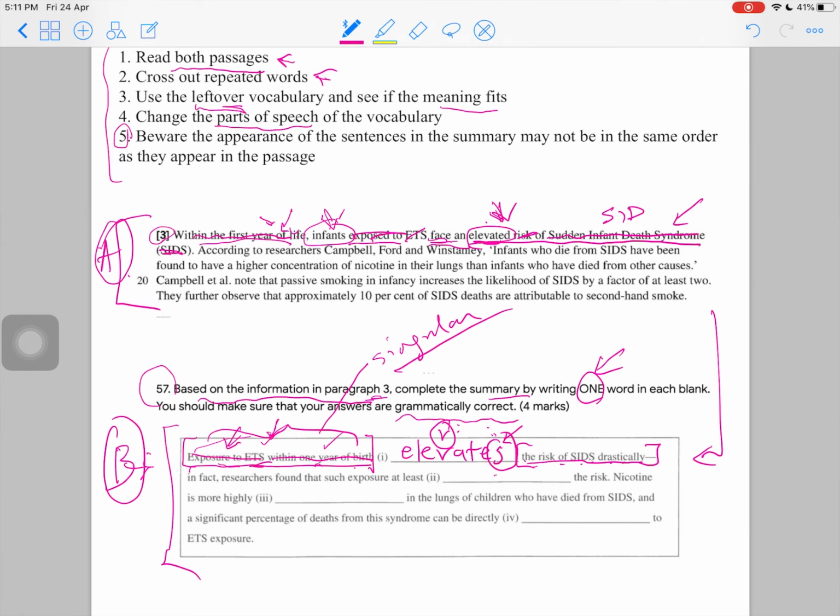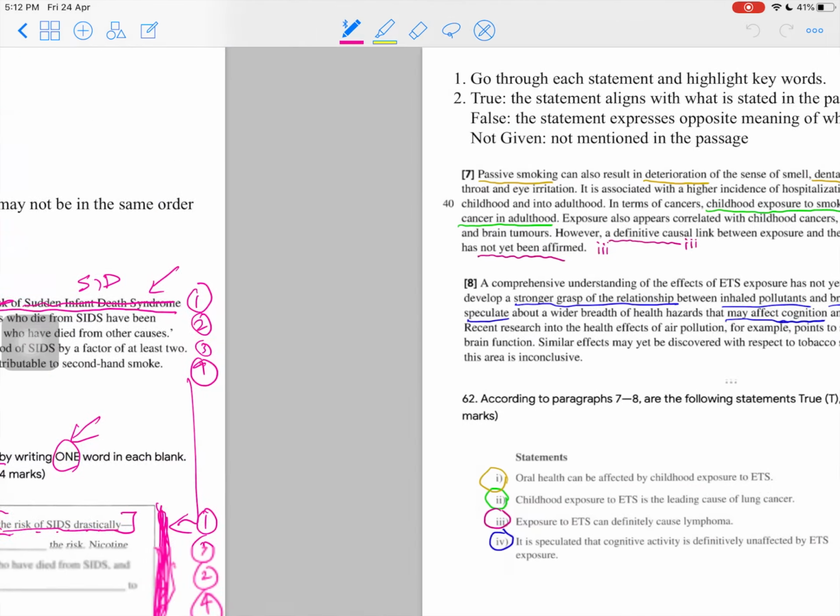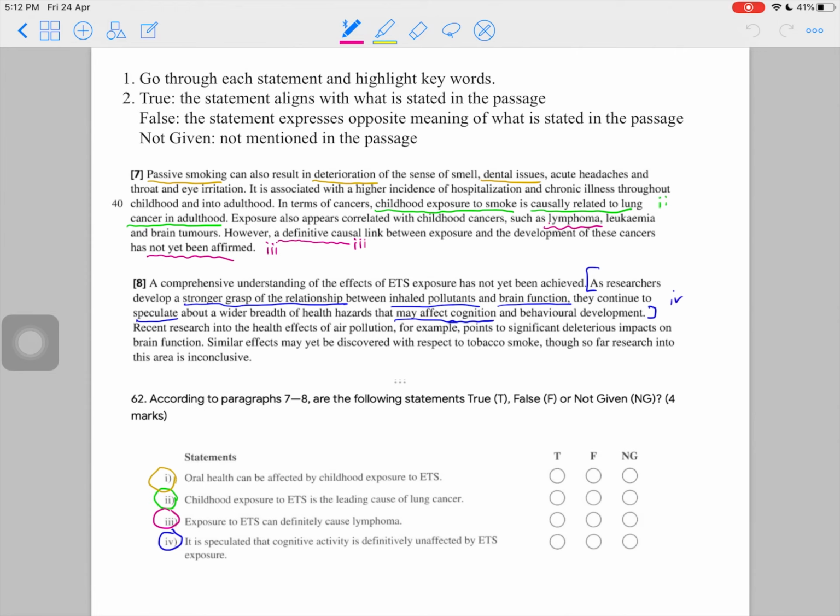Okay, so last tip here, number 5: beware of the appearance of sentences in the summary that may not appear in the same order. If you go through these, you will see what I mean. Let's say this is sentence 1, and then we have sentence 2 here, and then 3 and 4, but actually it could appear like 1, 3, 2, 4. So just know that the sentences in the summary may not be in the same order. Okay, so have fun doing the rest of that question.